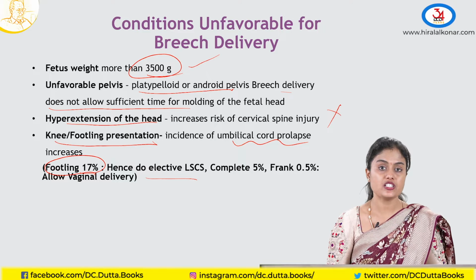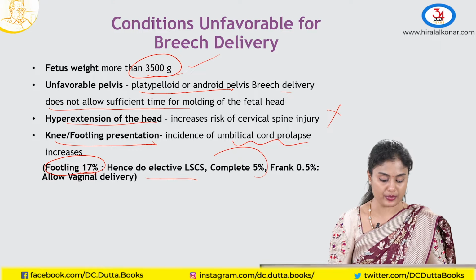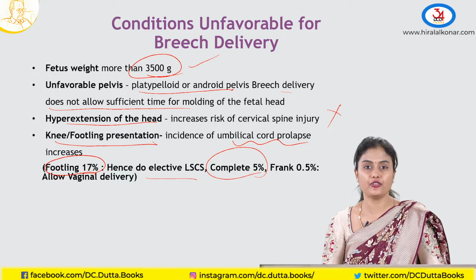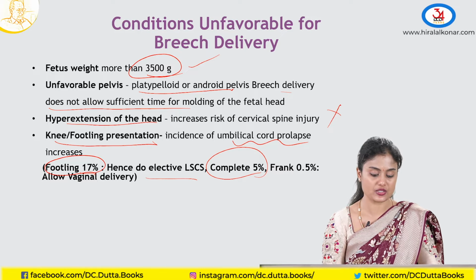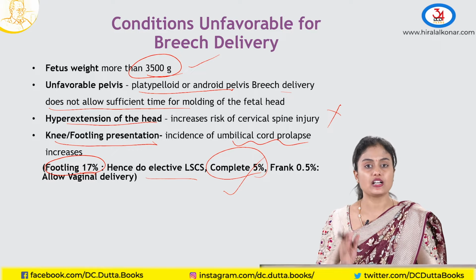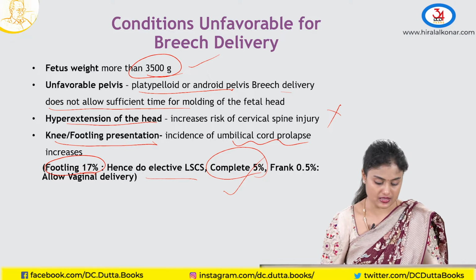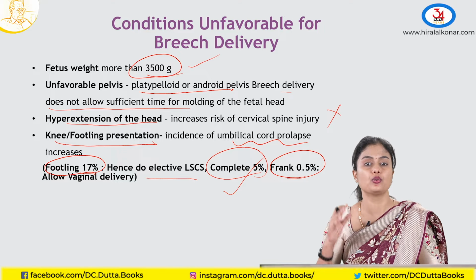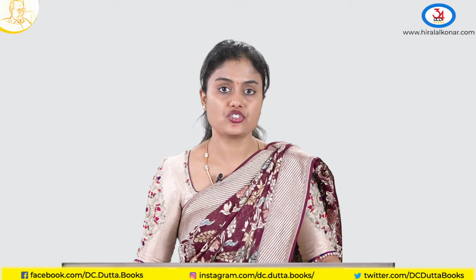In complete breech, the incidence of cord prolapse is 5%. This incidence and all, they will ask you in viva voce. If you have answered all the basic questions, here is what they will catch you on. If you answer these, then they will give you the maximum marks. In frank breech, the incidence is very less. So frank breech is most preferable for assisted breech delivery or vaginal delivery.